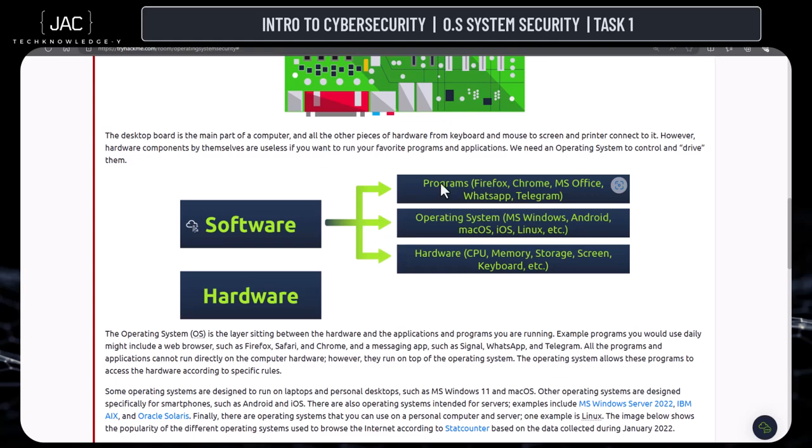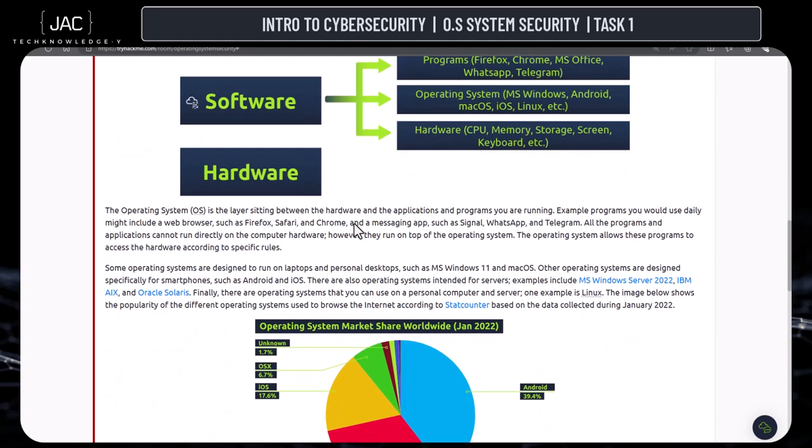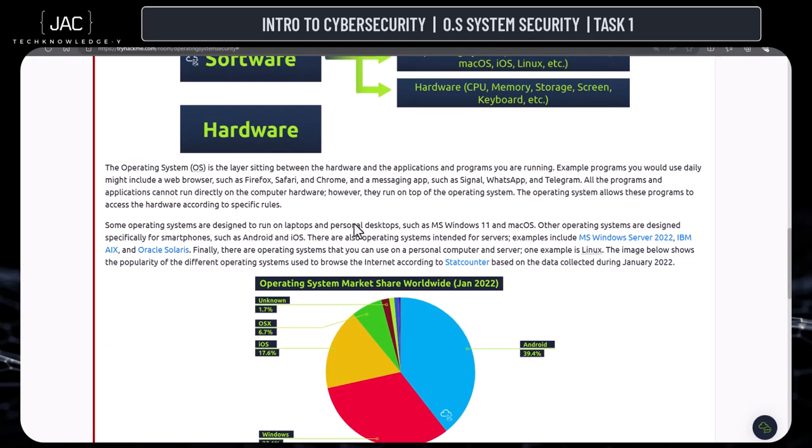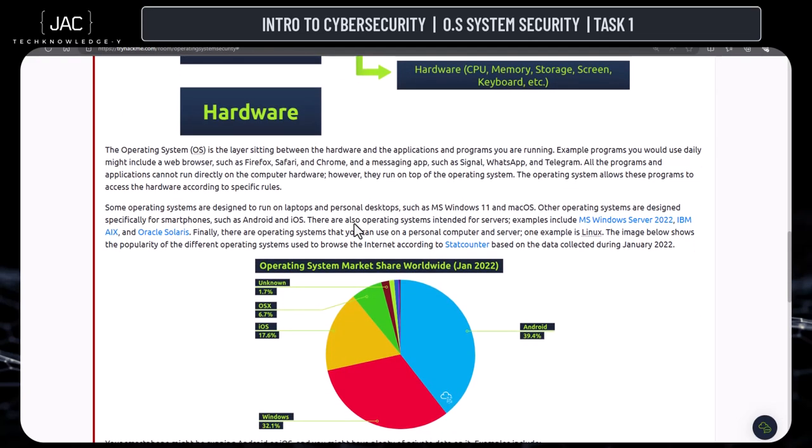So we can see that the programs kind of live on top. The operating system lives in between, and the hardware lies on the bottom. So for the software to communicate with the hardware, it actually communicates through the operating system, and of course, vice versa back up. The operating system is the layer sitting between the hardware and the applications and programs you are running.